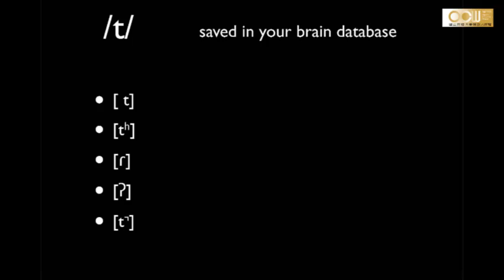And do you notice, this is finally the point where I'm going to explain to you the difference between slashes and brackets. So slashes are for things that are saved in your brain, in your database. That's when we use slashes. And then these are the things that you actually pronounce.